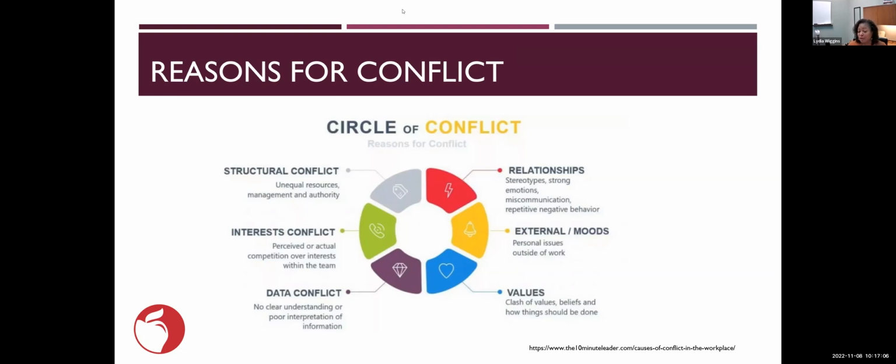We deal with values, those core beliefs that innately are inside of us. There's also the data conflict: poor interpretation of information, or the communication in which we receive something. It might not be the way we are typically used to receiving it, so it might create a conflict. There's the conflict of interest, whether perceived or actual, a competition that brews inside of us. And then there's the structural conflict, unequal resources within our management frame or just us specifically. Those structural conflicts are what make up the circle of conflict.